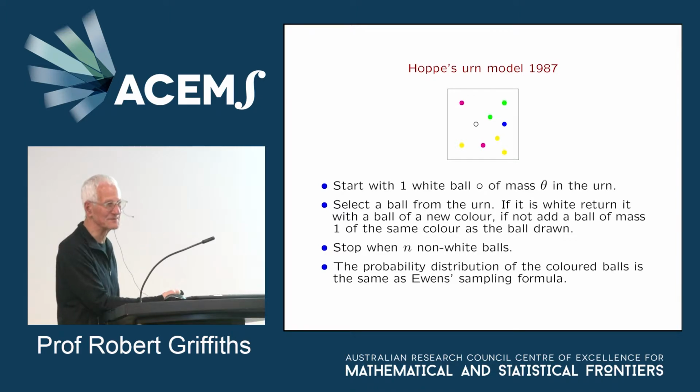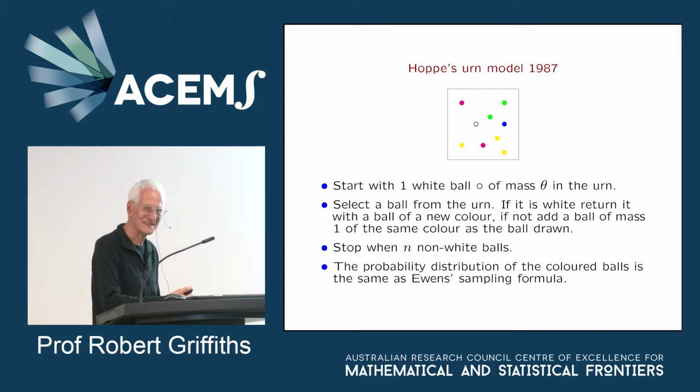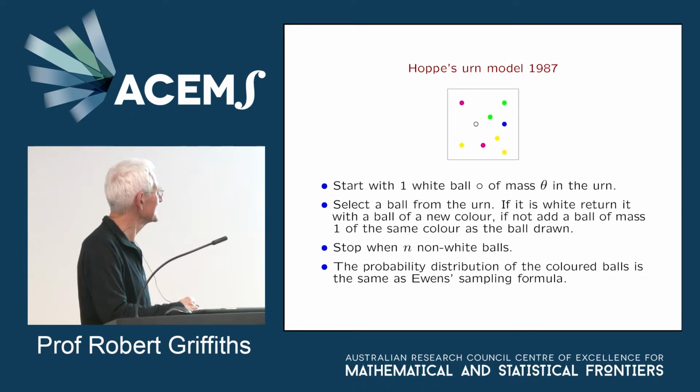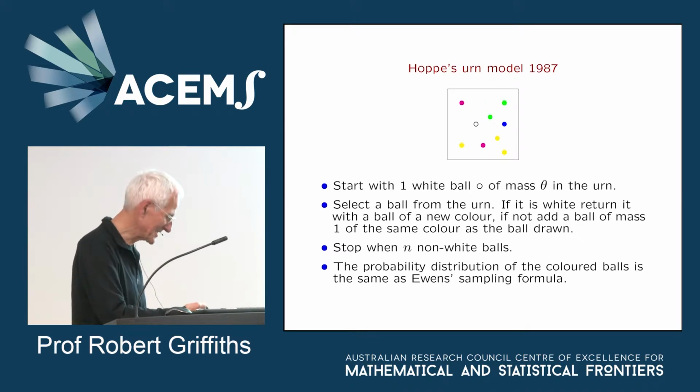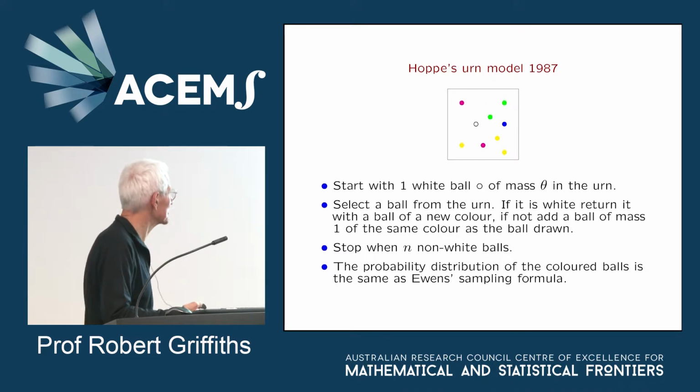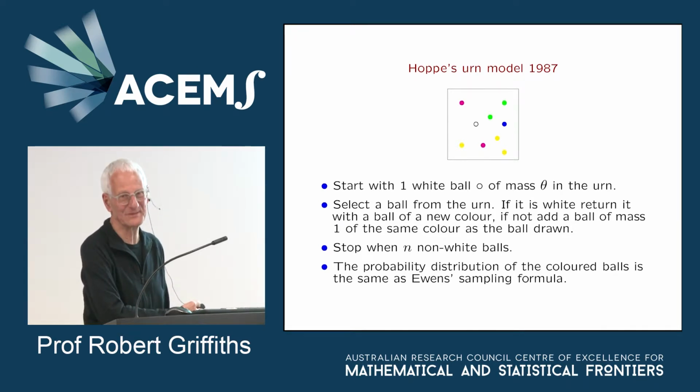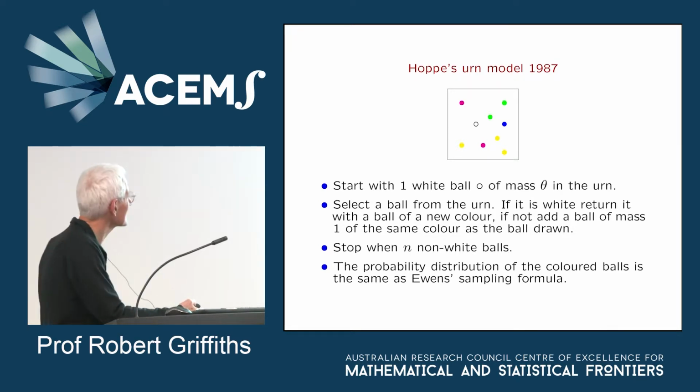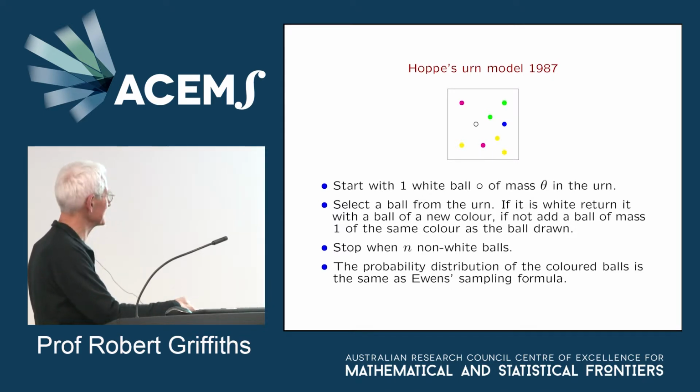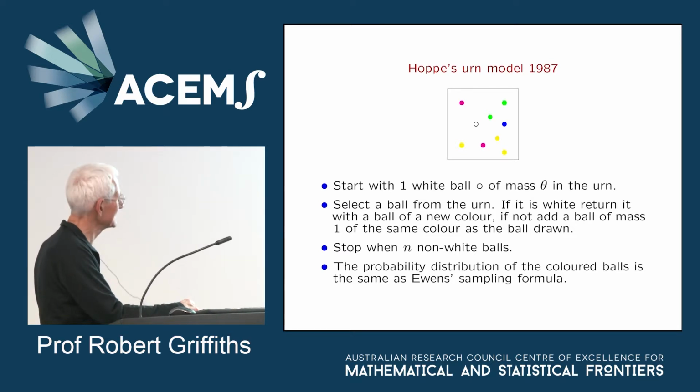There's an urn model which gives you the Ewens sampling distribution. Mathematicians often use urns, and probabilists are quite fond of having urn models. In this urn, the colours represent different types of genes. Mathematicians often use colours to represent different types of objects. That's what we're doing here. So the prescription goes in the following way. Start with one white ball of mass theta in the urn.